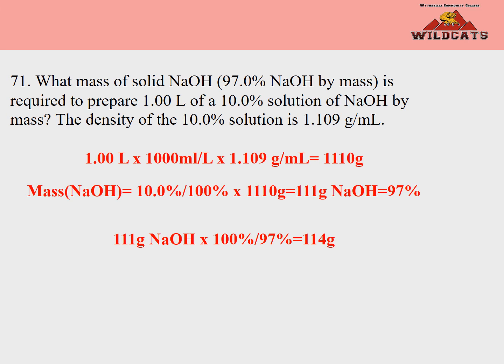Sodium hydroxide is 97% by mass. And so we take that 111 and we end up with a total of 114 grams of sodium hydroxide we find in the solution. These can get a little bit tricky, and when you get your problem set, you're going to find out, I'm giving you a couple hints.